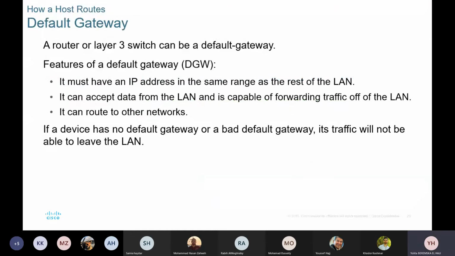Now, about the default gateway. You know that this is usually an additional IP address that is available in the configuration of the end devices. And this is very important information if the device wants to communicate with remote devices from different local area networks. So the features of the default gateway. First of all, it must have an IP address that is of the same local area network.